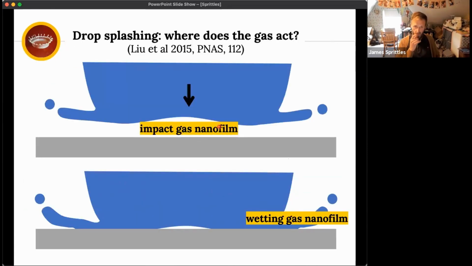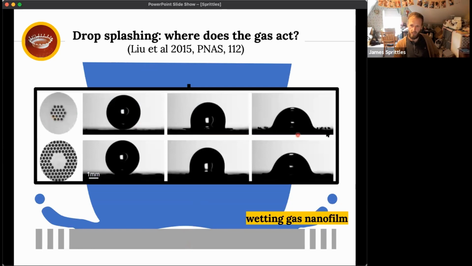So going back to this drop splashing phenomenon, there's a very nice paper in 2015 which suggests strongly that the splash is generated essentially due to the wetting process. What they did is they drilled holes in the substrate to reduce the gas pressure in different areas. If they reduce it in the center, the drop still splashes, as you see here. But if they reduce it on the outside, at this wetting mechanism, then they're able to suppress the splash.